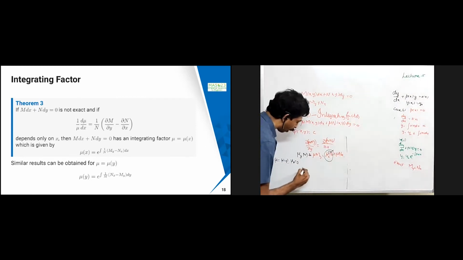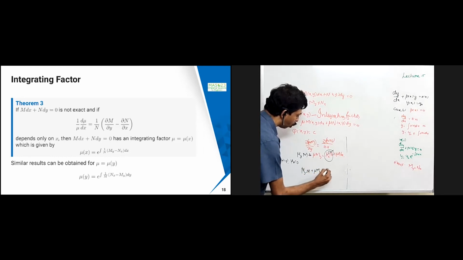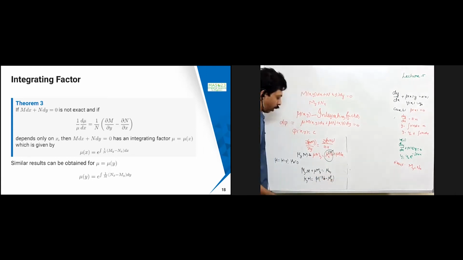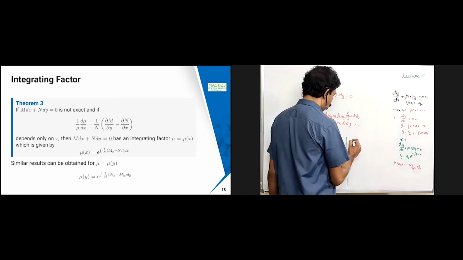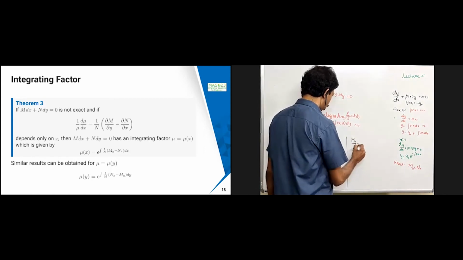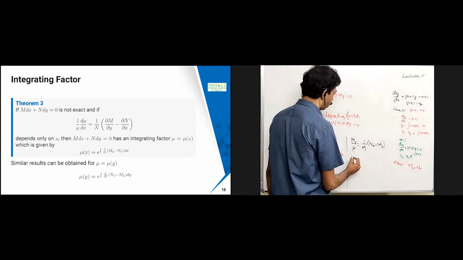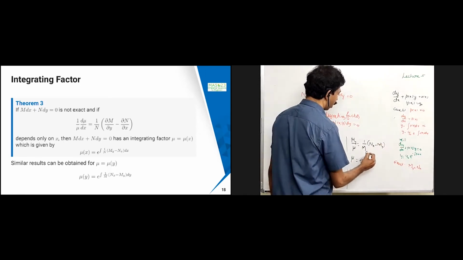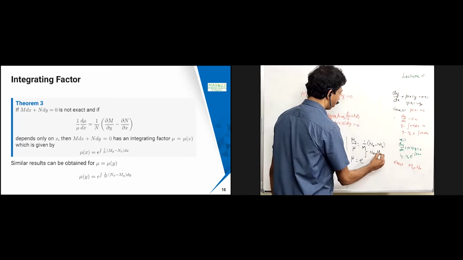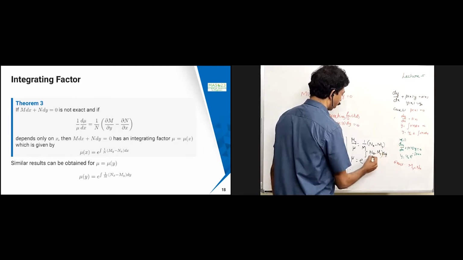So in that case, once again, I have nu_y into m plus nu into my equals nu into nx. So I can write this as nu_y into m equals nu of (nx minus my). That means I can write nu_y by nu equals 1 by m into (nx minus my). Therefore, in this case, nu is going to become e power integral of (nx minus my) by m dy.